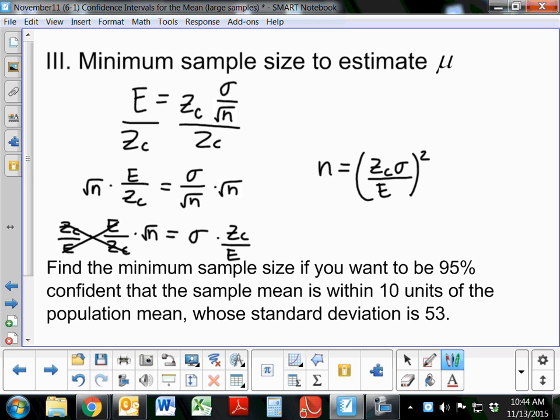You know, you could have just times by N and then divided by E. Well, that would have given it 2.